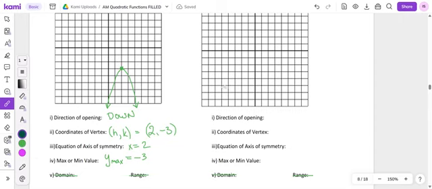Now, how do we label this? We can label the vertex, 2, -3. And I want you to label the equation of the graph. So we're going to write y equals -(x minus 2) all squared plus -3. When you graph, you definitely want to write the name of the equation.